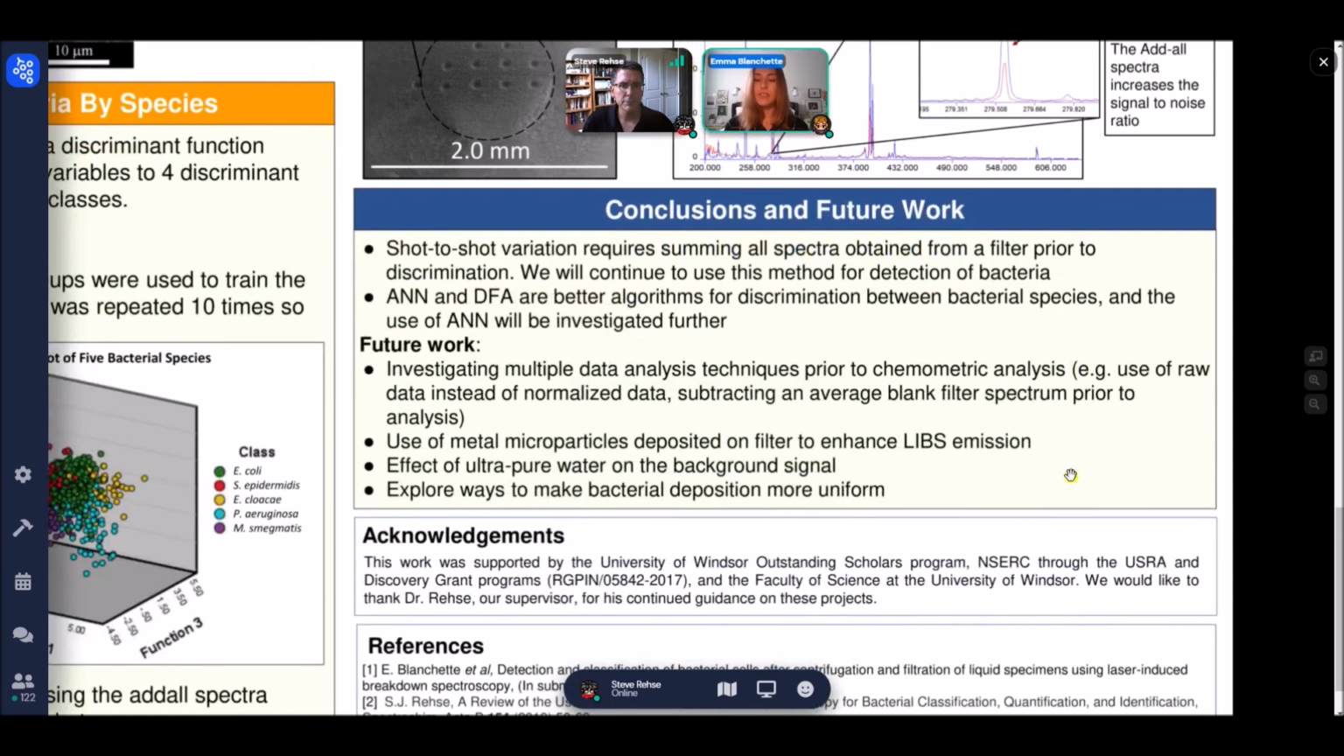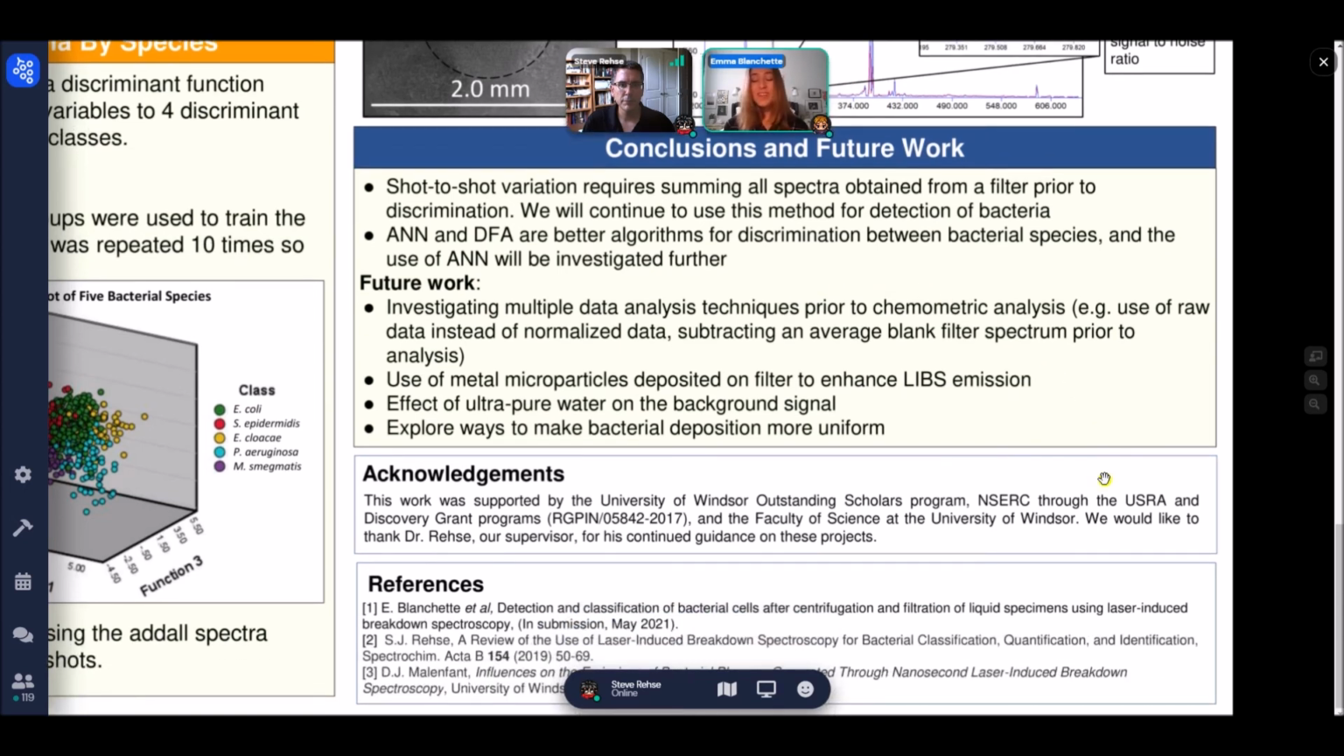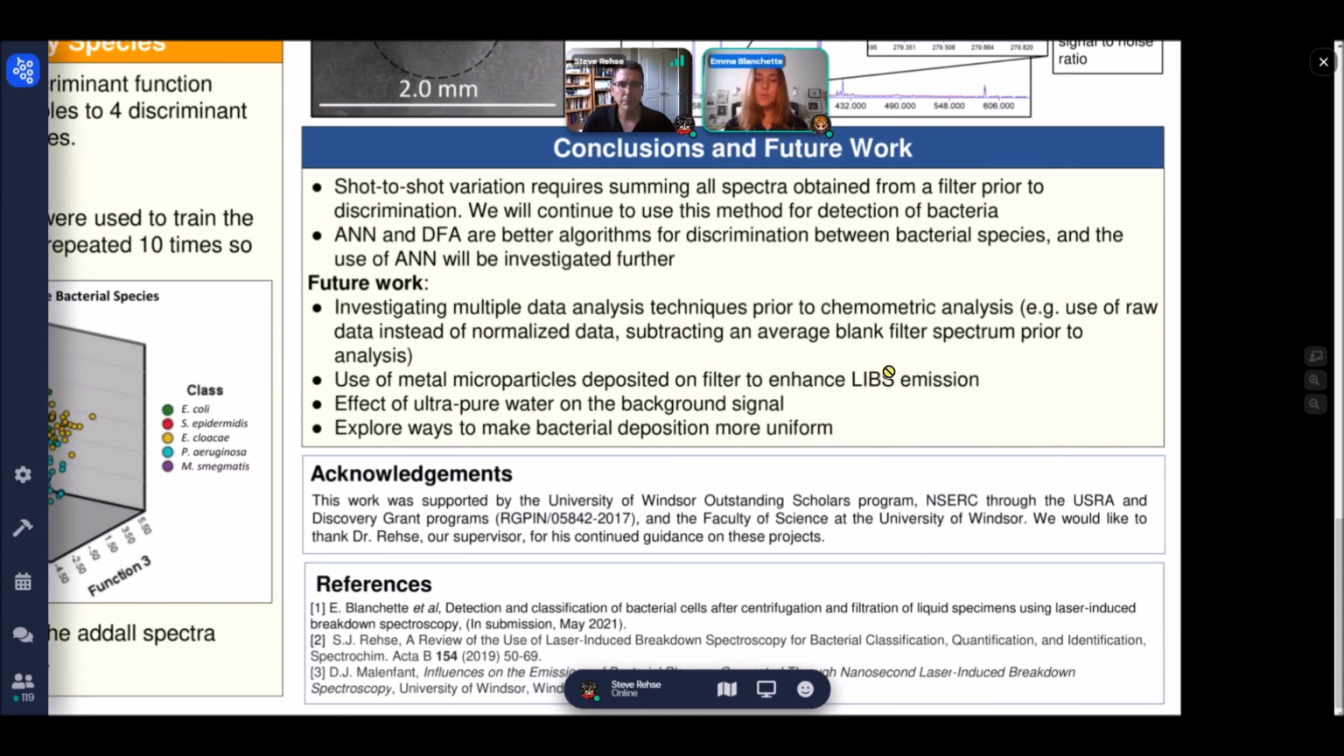So in conclusion, our recommendation moving forward is to continue summing single-shot spectra before discrimination and to further investigate ANN to see if it really is applicable to our studies and if we can get it to work faster. As well, for future work, we want to see if ultra-pure water can lower our background signal to improve our detection, and we want to try and make our bacterial deposition more uniform. We would also like to implement pre-processing techniques prior to discrimination and continue working with silver microparticles as we've done in the past to enhance our emission spectra.